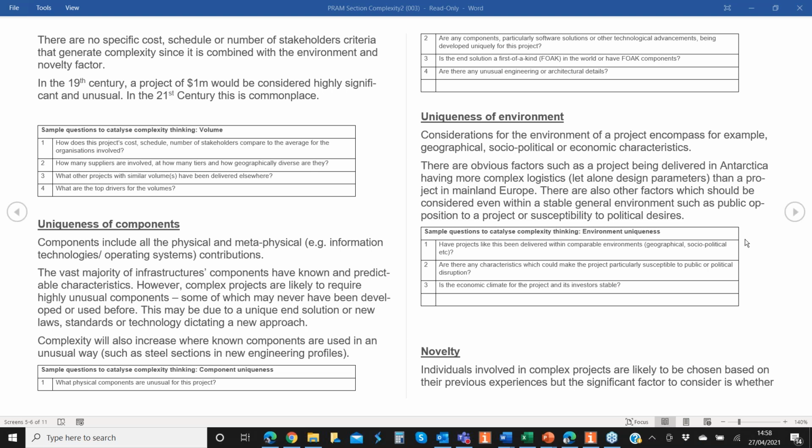Okay, so again, food for thought when you look at this in the quiet light of day, in terms of whether the questions are the right ones. But definitely homing in on what would catalyze a risk workshop if you wanted to get them to really understand complexity, underneath the four headings of volume, uniqueness, novelty, and then the team capability. So I'll carry on going through it, and then shout out if you've got any further thoughts.